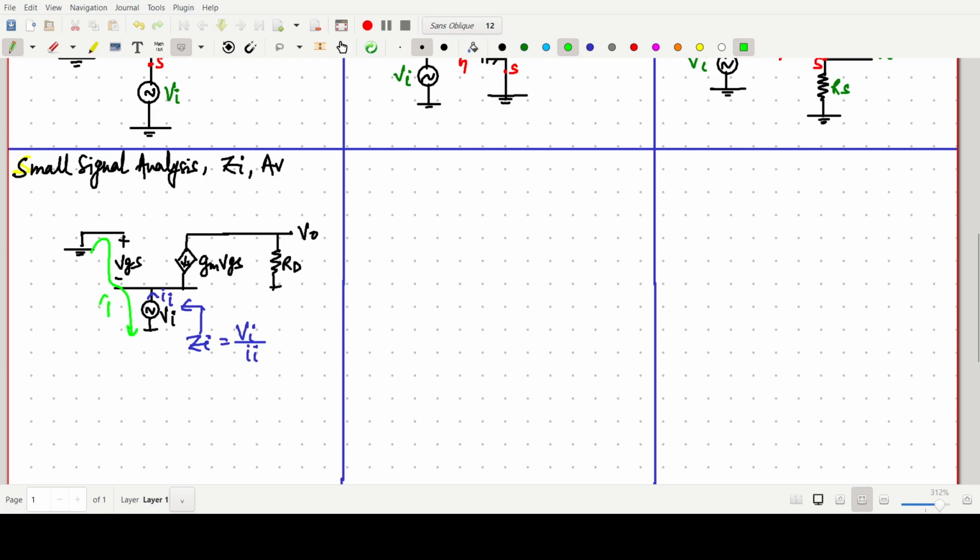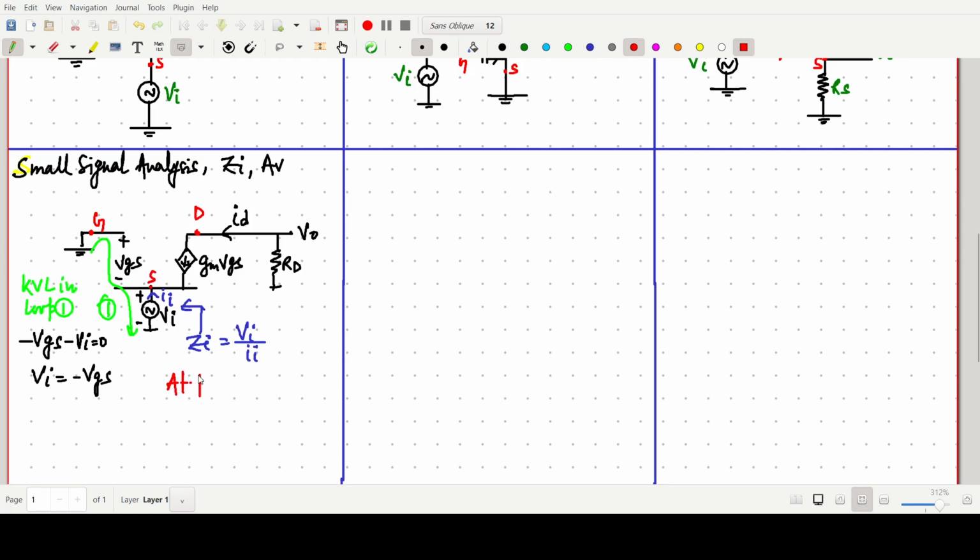If we apply KVL in loop 1, we can write simply minus VGS minus Vi equals 0. So we can write Vi equals minus VGS. This current is Ii and this current is ID. This one is the gate, this one drain and source.